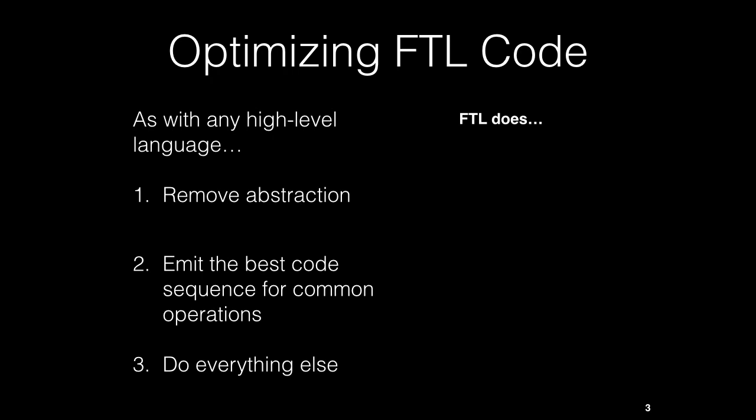It's very important to emit absolutely the best code sequence for these things. These are the critical path. And then finally, step 3, do everything else, all the compiler optimizations that you're used to. So in my view, you have to do these steps in order. It doesn't make sense to go to step 3 without getting the other 2 right. So how does FTL do these steps?